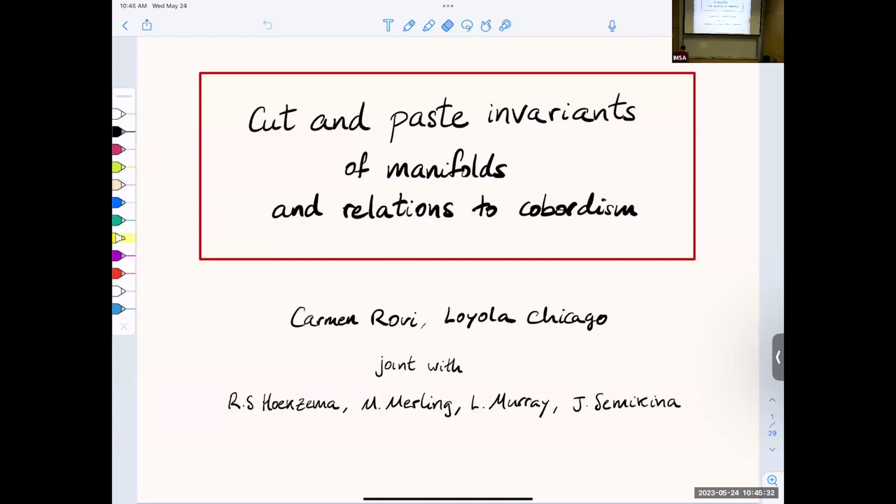It's also interesting how there are various different ways to approach and to formalize cut and paste invariants. So I'm going to review the classical theory today as well. But I'm also going to present some generalizations and some other points of view that I worked on with a team of collaborators, Renee Hoekzema, Mona Merling, Laura Murray, and Julia Semikina. So this talk is based on two different projects. The first of them was born as a project for Women in Topology 3 a few years ago, and I will talk about those results.